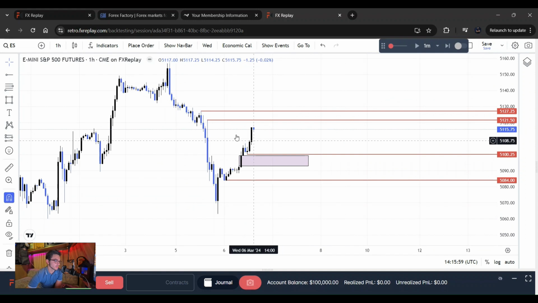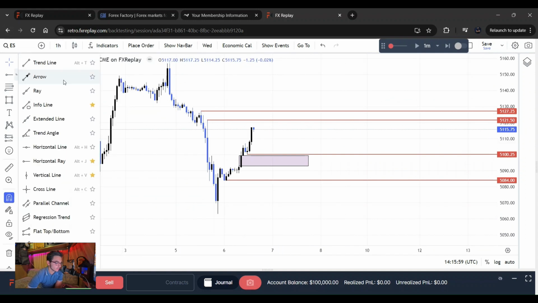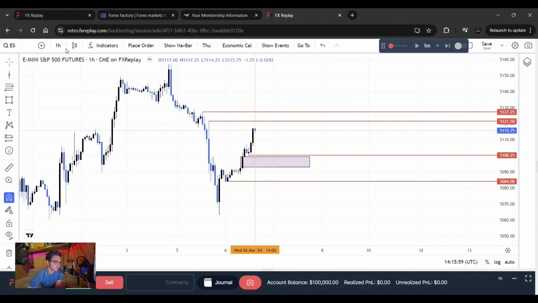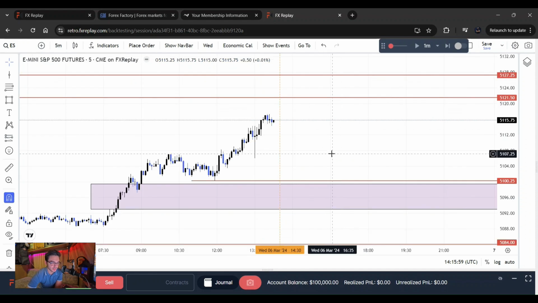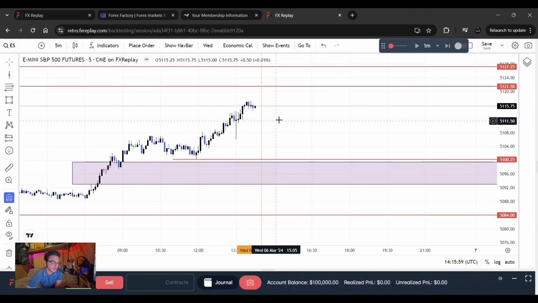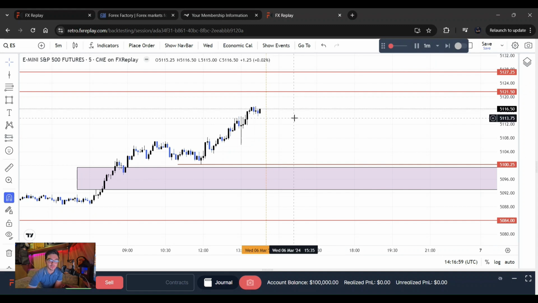Now, we want to wait for 2:30 UK time for market open. Let's make it nice and visible for everybody. Yeah, that's nice and visible. We all know when market is going to open now at this orange line. We want to wait for a sweep of either side of liquidity. I don't care which side gets swept. Once we see that sweep, we can start looking for our entries.